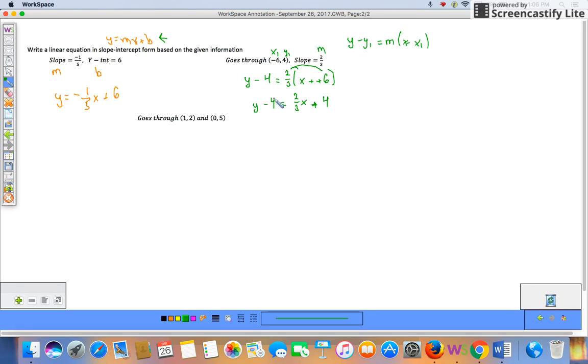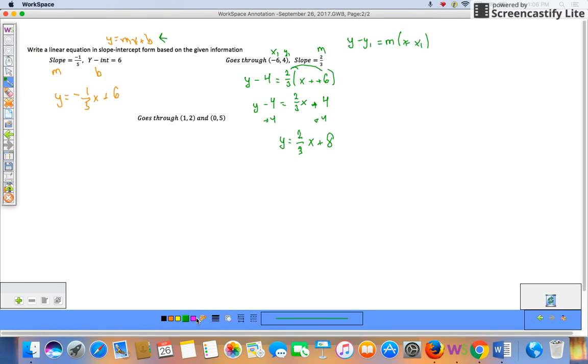Now, again, we're trying to get it into slope-intercept form. Well, that means that we just need to do one more thing. Okay, we're going to look to add the 4. So it's going to be y equals, again, then we got 2/3 x, and it'll be now plus 8 because we had 4 plus 4. Okay, so that's our answer on that.